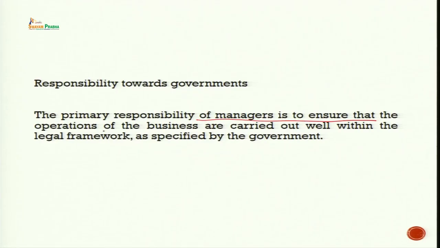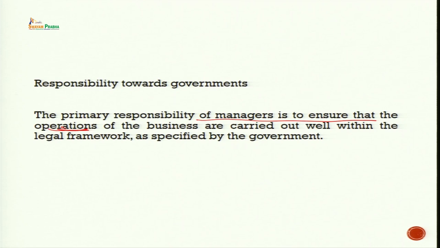follow. For example, the Factories Act 1948 talks about health, safety and welfare conditions of the workers. The Payment of Bonus Act, the Payment of Wages Act, Employee Workers Compensation Act 1923, all these acts help the manager to find out the right kind of legislative procedures to be adopted at the organizational level. So, the primary responsibility of manager is to ensure that operations of the business are carried out well within the legal framework as specified by the government.